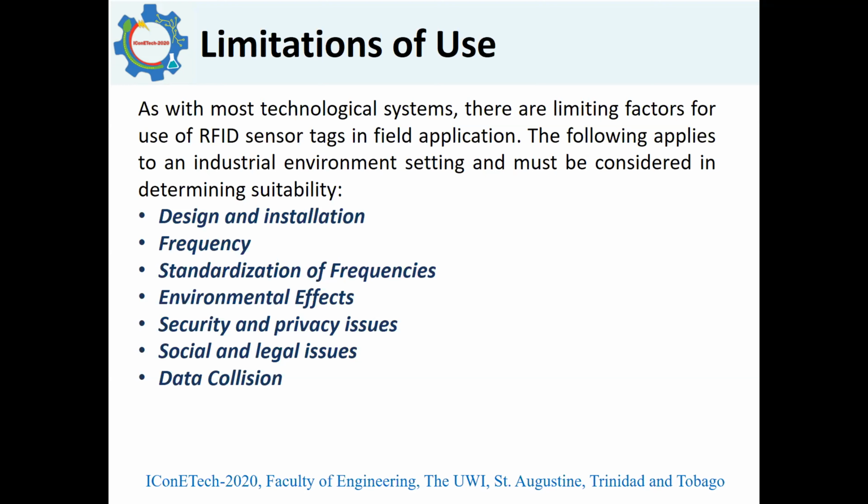Standardization of frequencies, these are all global issues right now. Environmental factor effects, sometimes excessive rain, or even the design of your surroundings, can affect the signal. One of the important limitations here is data collision. If you have a lot of tags in the field and you only have one reader, you can have loss of samples sometimes happening if too much information is being sent at the same time. So all these things have to be considered, and you have to work the system and see how best it works for that particular application.